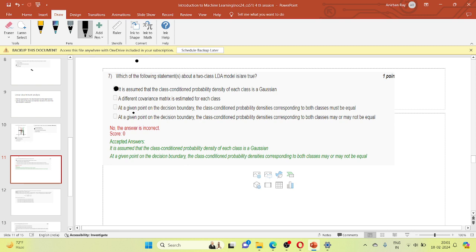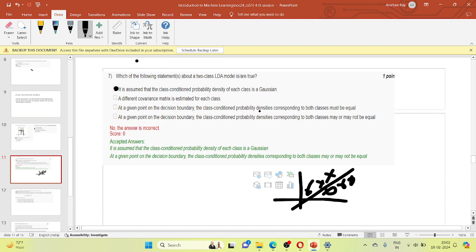And actually this part is an interesting one. As you would know, suppose this is the data we have, and this is the decision boundary, with different data on different sides. On the decision boundary, the class conditional probability densities, are they equal or not? This is the idea.